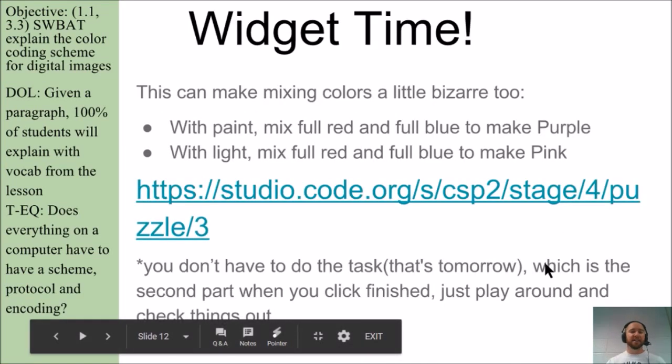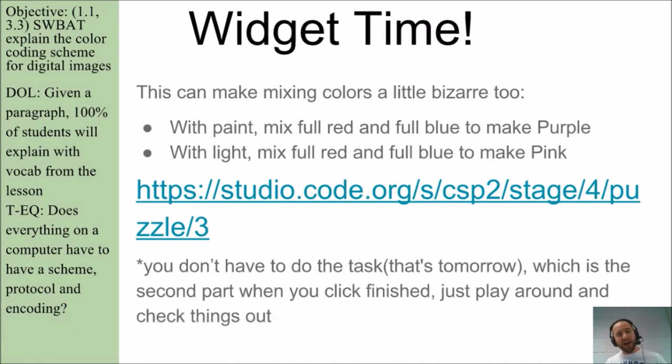If you guessed, put everything in the middle, so the exact half of 255. Don't forget the 0. So kind of divide 256 by 2 and you get the number you would need for each RGB value to give you gray. This can make mixing colors a little bizarre too.